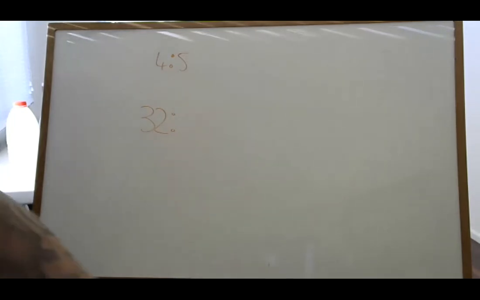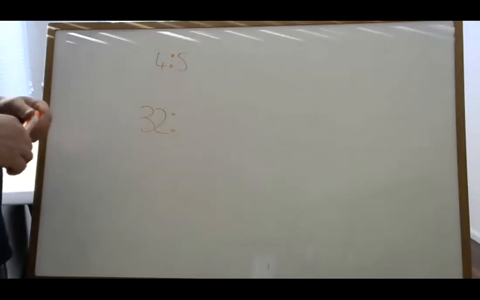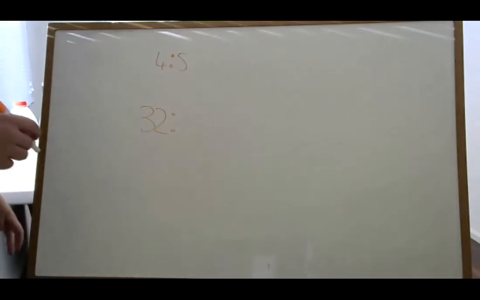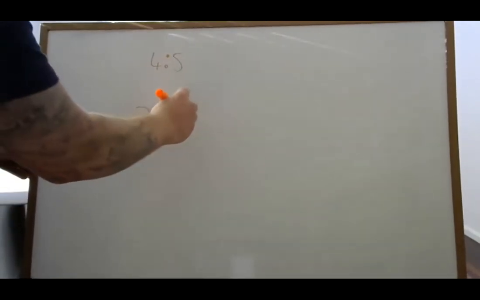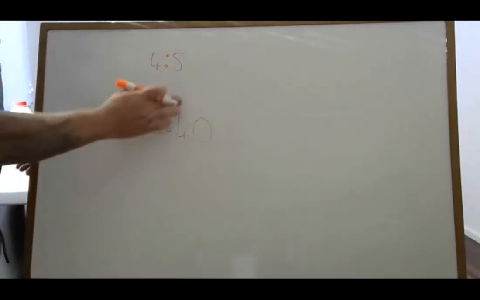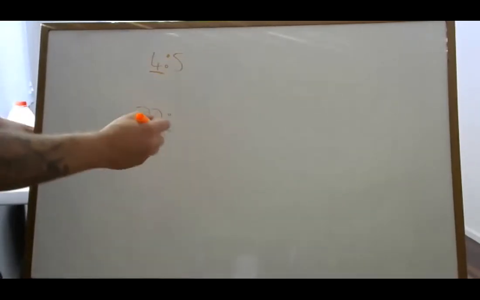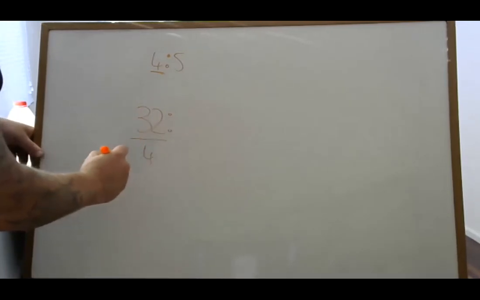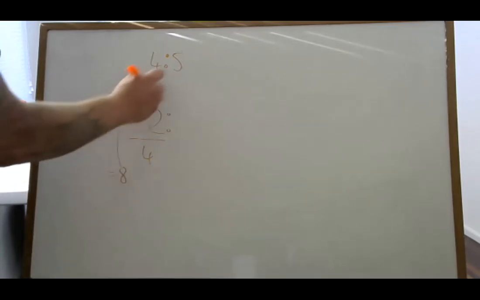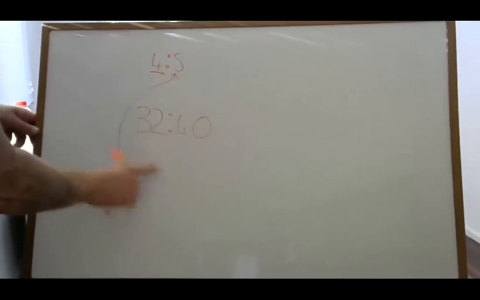What do we got here? Harrison says 32 to 4. So if we get rid of this, we divide 32 by this number, by 4. That gives us 8. We take 8, times it by 5. That gives us 32 to 4.